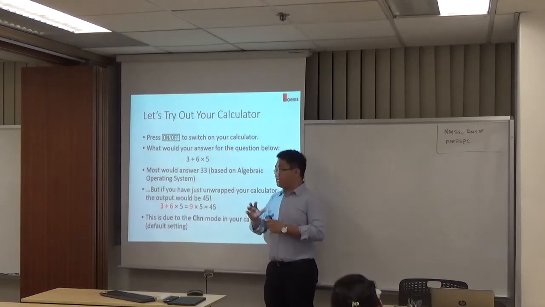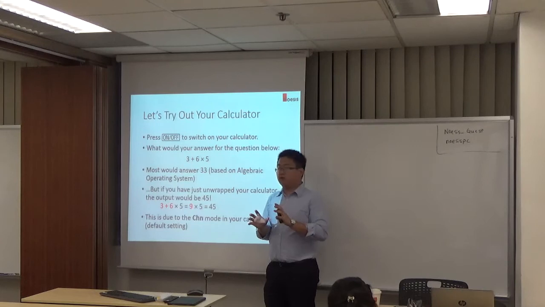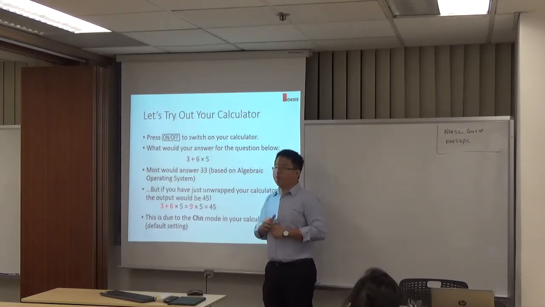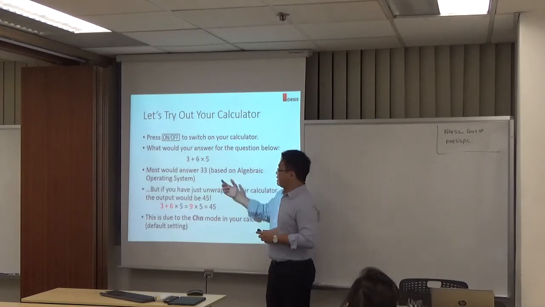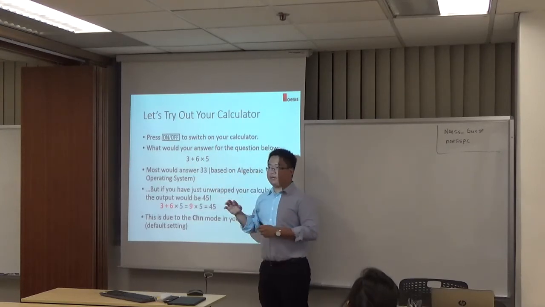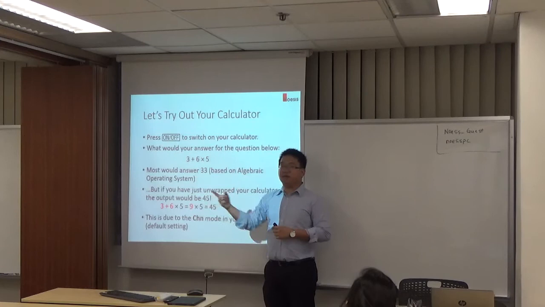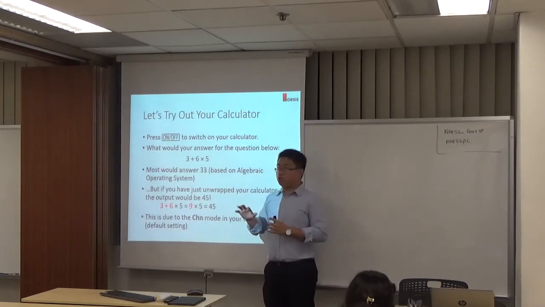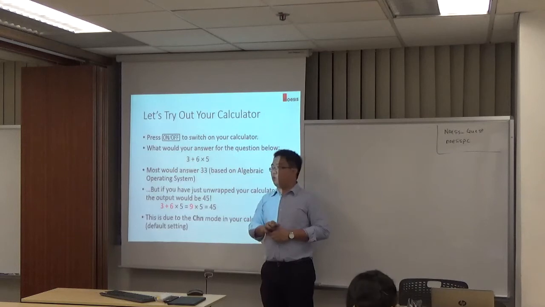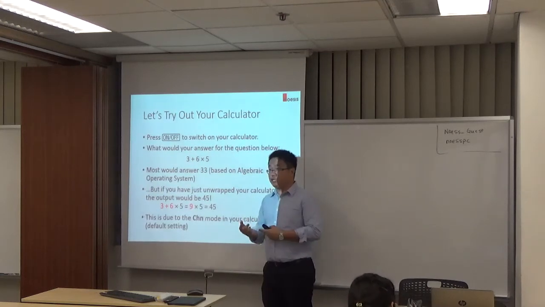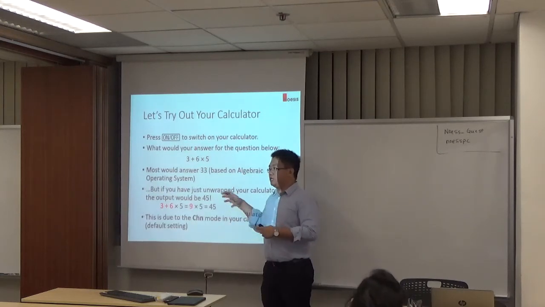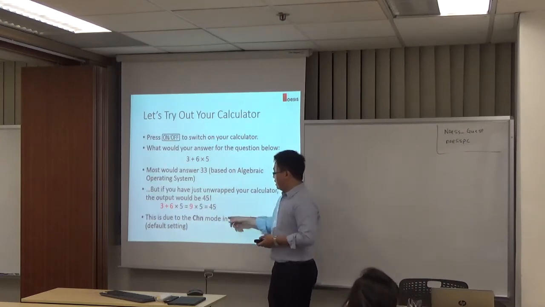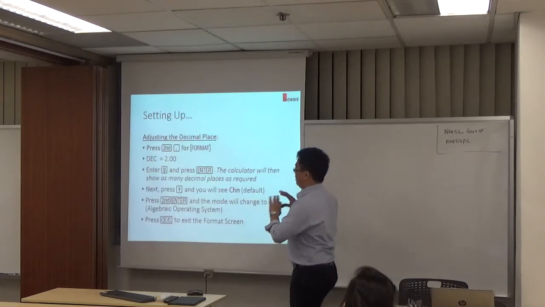Okay, why? Because by default, the calculator follows what we call a chain system. That means it will do whatever you enter first. So in this case, when I enter 3 plus 6, immediately the calculator will say, hey, that's 9. And then when you enter times 5, it gives you 45. That's the chain operating system. In the next slide, I'm going to change this. But I just want to tell you that this is the setting that your calculator is currently using. Now, of course, in the next slide, we need to do a bit of setup.